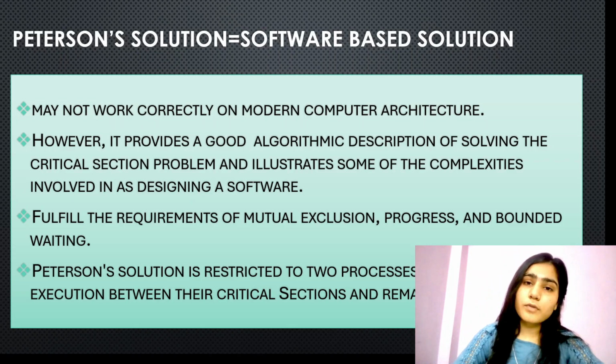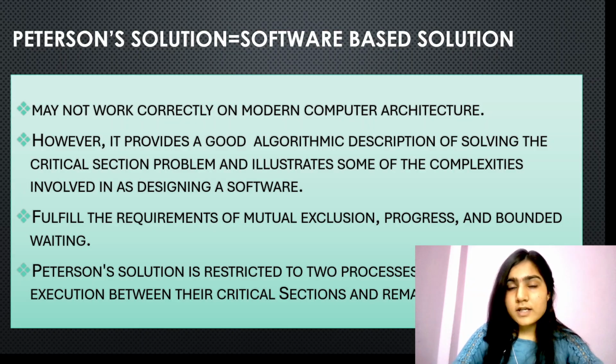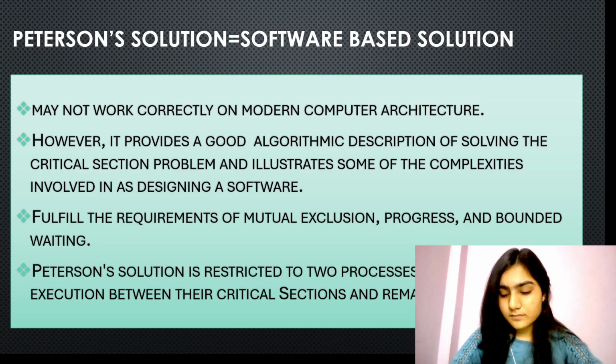Now the third point is that the Peterson solution fulfills the requirements which are mutual exclusion, progress, and bounded waiting, which we discussed earlier. And the fourth point is that in the Peterson solution we require two processes which alternate the execution between critical section and remainder section.